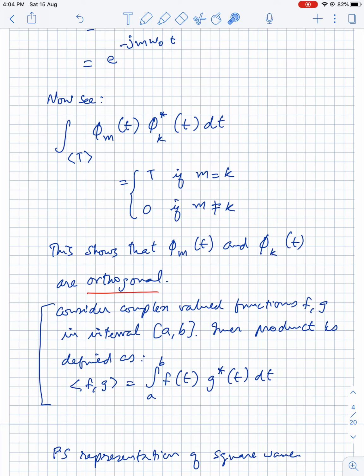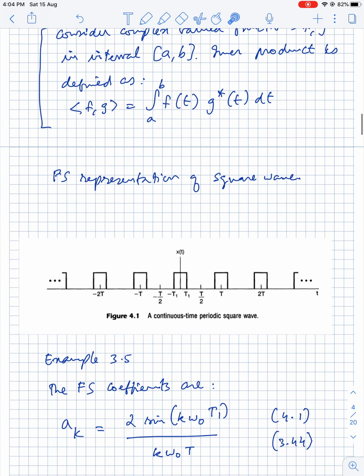Let's see, but just remember this property: whenever you have an orthogonal basis for a vector space or a function space, when you want to represent a new function in terms of these bases, the coefficients of the linear combination can be obtained by using the inner product. Okay, so we will visit that idea again.